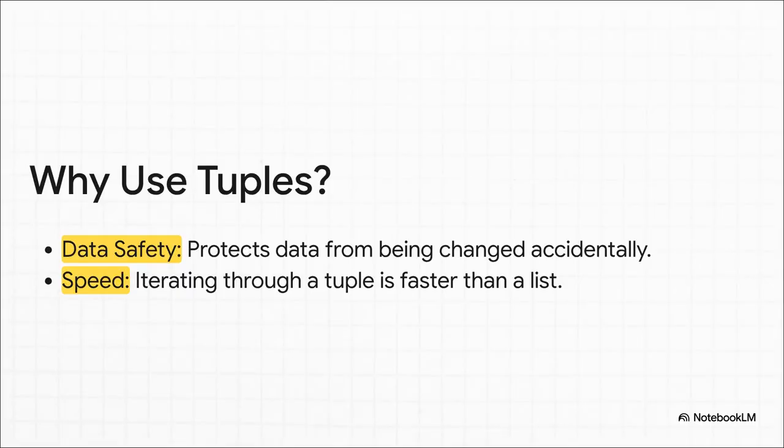So you might be thinking, okay, why would I give up all that flexibility? Well, it turns out you get two huge wins. First, you get data safety. You can write your code with total confidence, knowing that this specific piece of data will never be changed by accident. And second, you get a little speed boost. Because Python knows the tuple size is fixed, it can make some internal optimizations that often make looping through them a bit faster than a list.